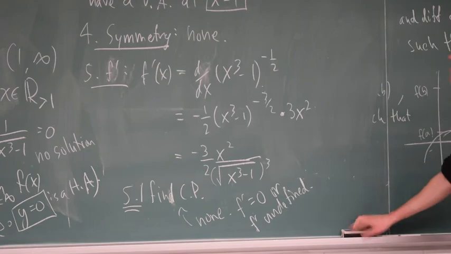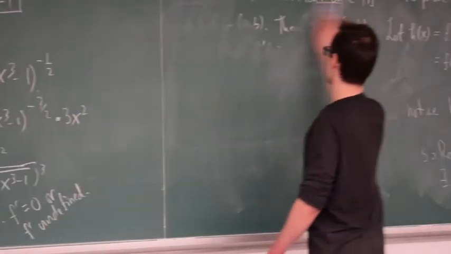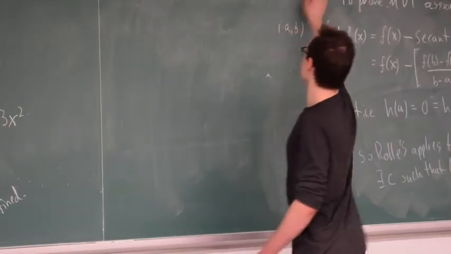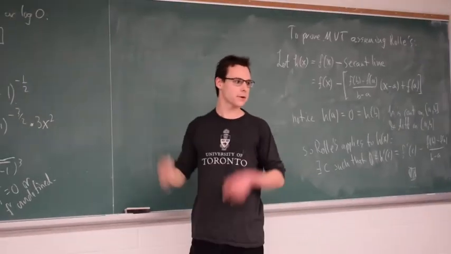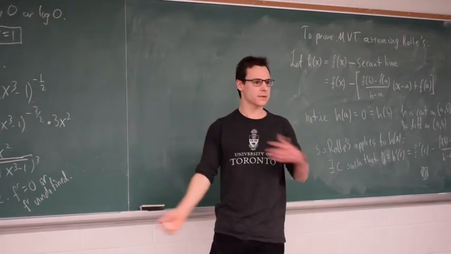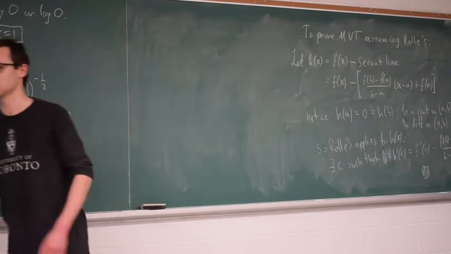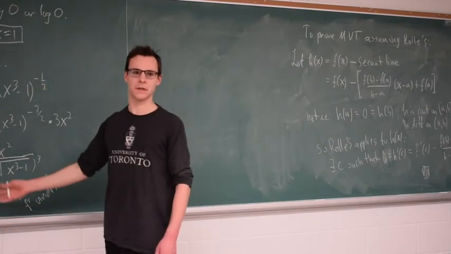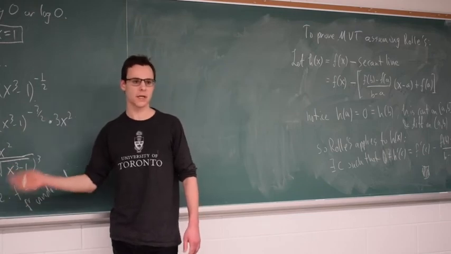Now, step 5.2 is once you find the critical points, then you're gonna draw your little table, okay? And figure out where the derivative is positive, negative, or changes sign, all right? In this case, we have no critical points, so the task is easy. This derivative is either always positive or always negative. Which is it?